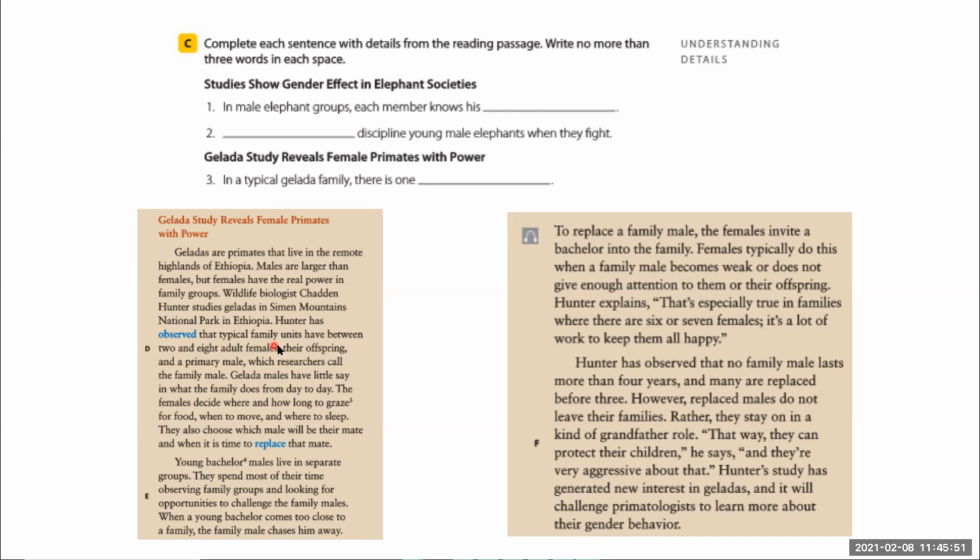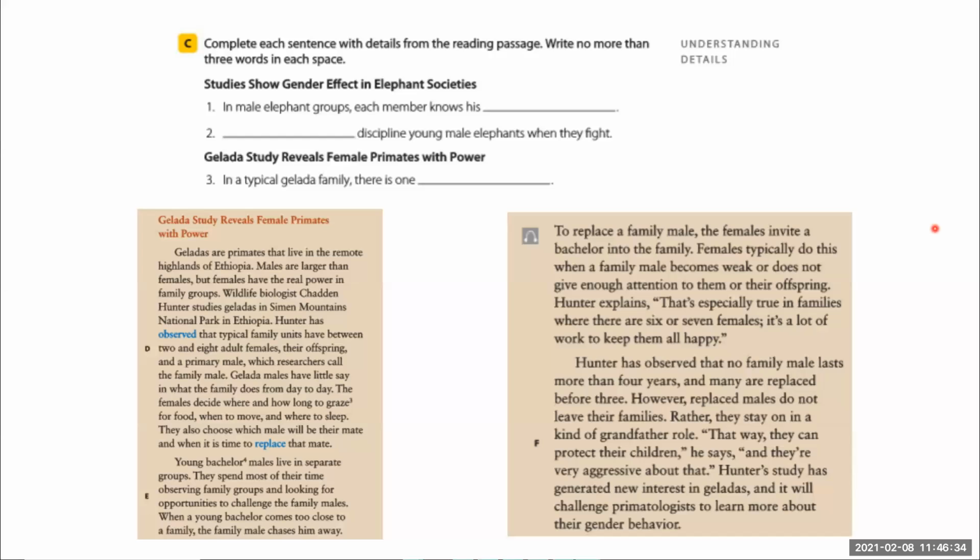Hunter has observed that typical family units have between 2 and 8 adult females, their offspring, and a primary male, which researchers call the family male. Unfortunately, I don't see my second keyword, one, in this sentence. So I'm going to start looking for a synonym.